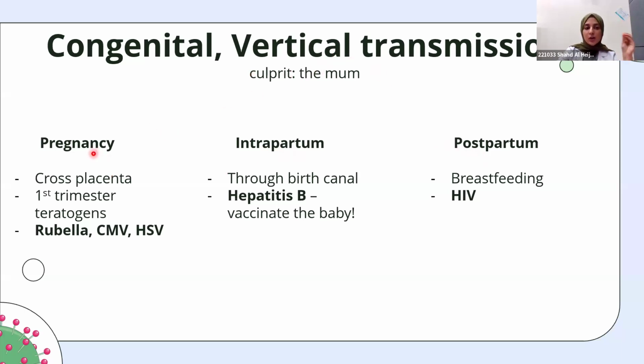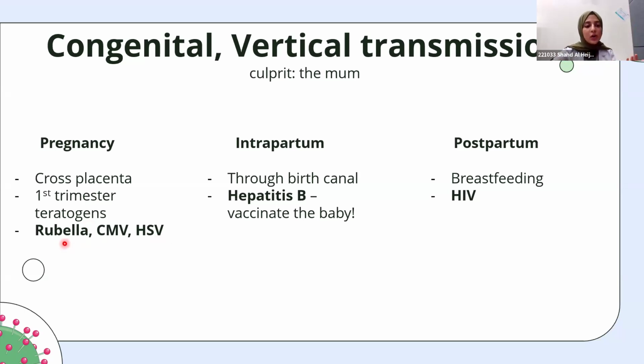So, during pregnancy, what can cross the placenta? For example, rubella, CMV, and HSV. So those are known as torch infections. Torch infections are basically infections that can affect the fetus and they're teratogenic. So they can be passed across the placenta in the first trimester. If the mother is infected by those viruses in the first trimester, she can pass the infection to the fetus through the placenta, and this will cause specific problems in the fetus.